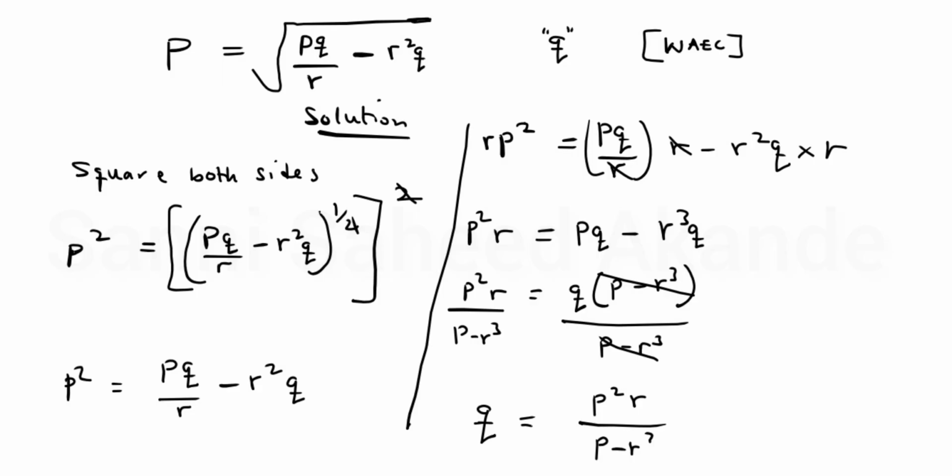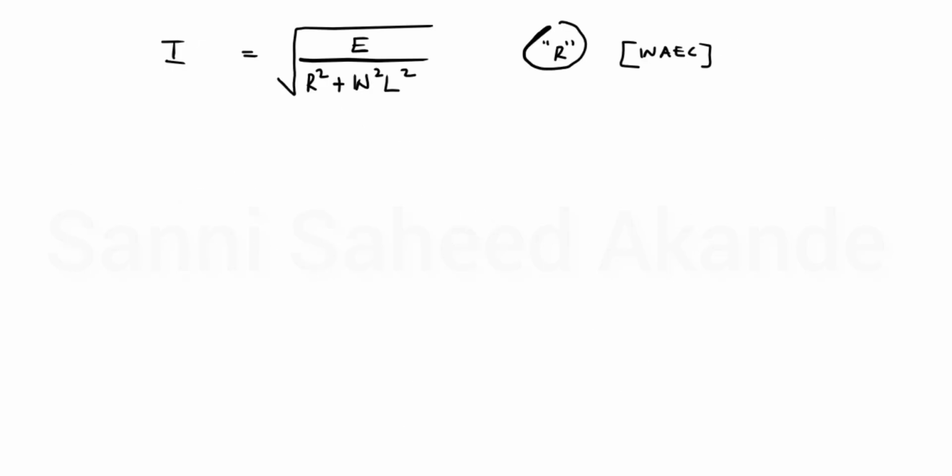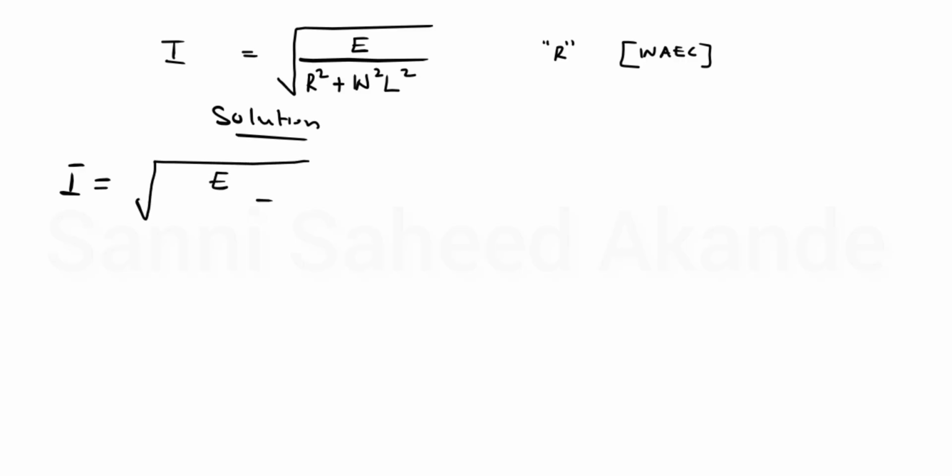And finally, let's take a look at another question. So, and this is the question, we want to make r the subject of the formula here. All right, this is also another WAEC question. Okay, so solution. We have I to be equal to square root of E divided by r squared plus w squared l squared.